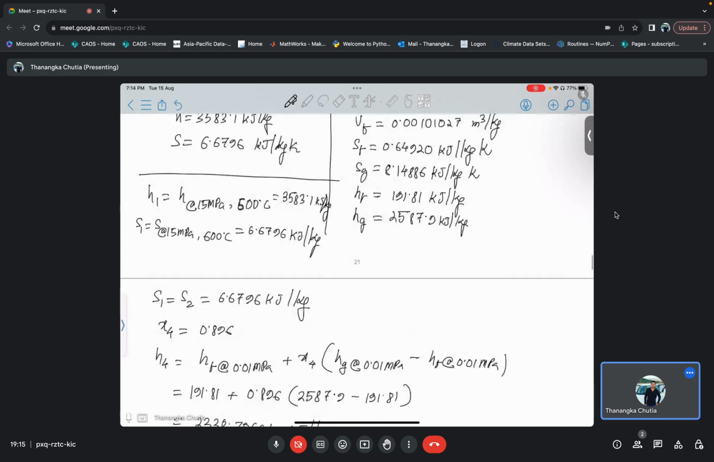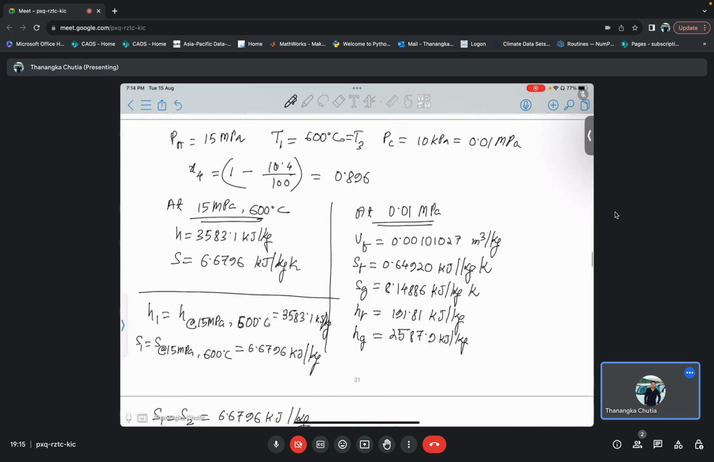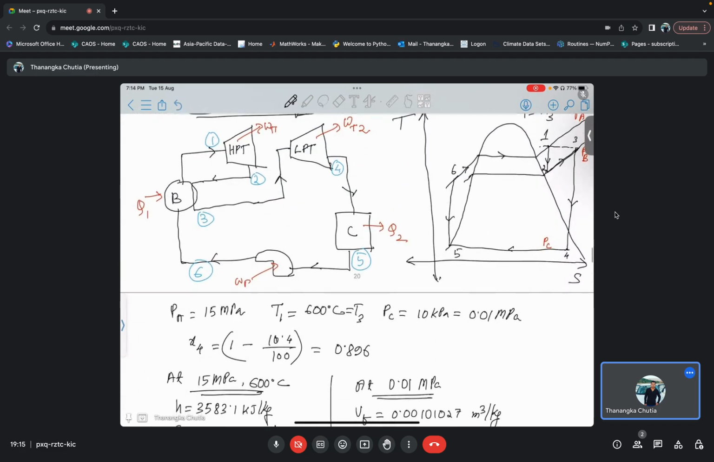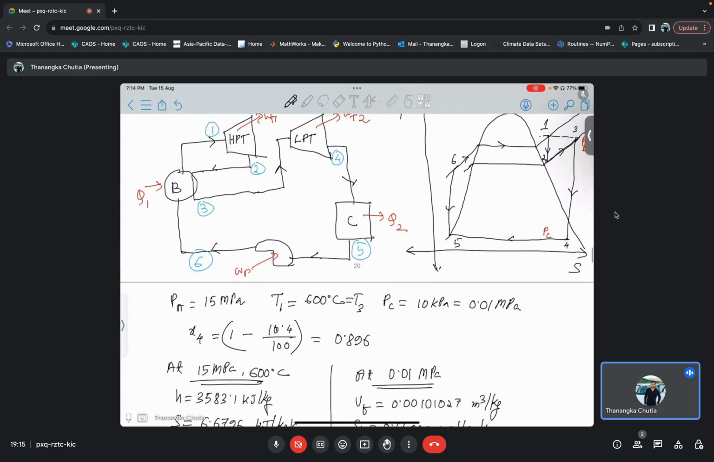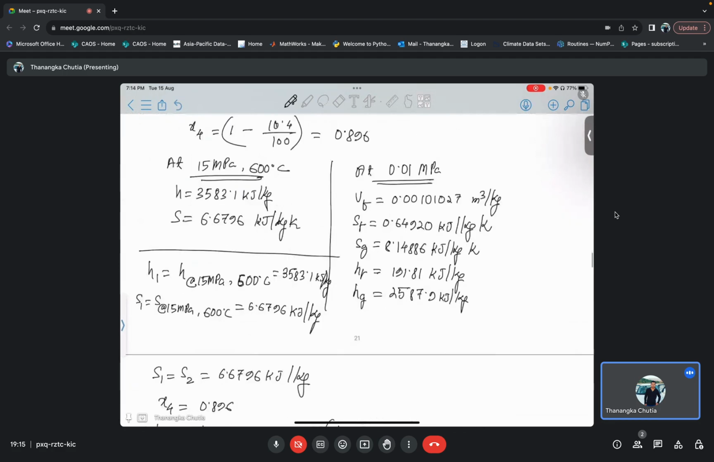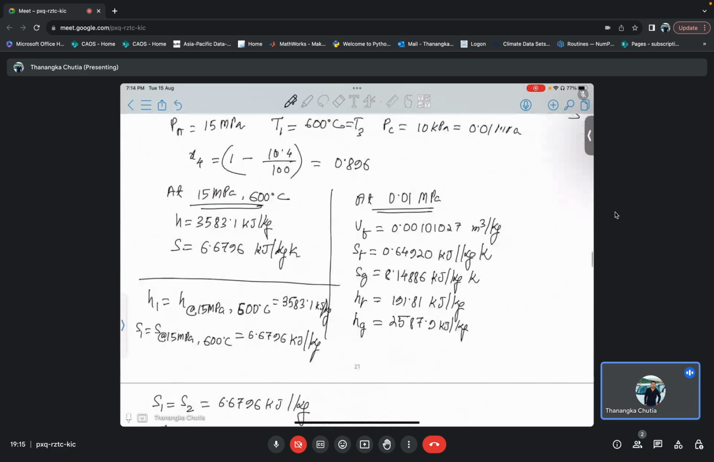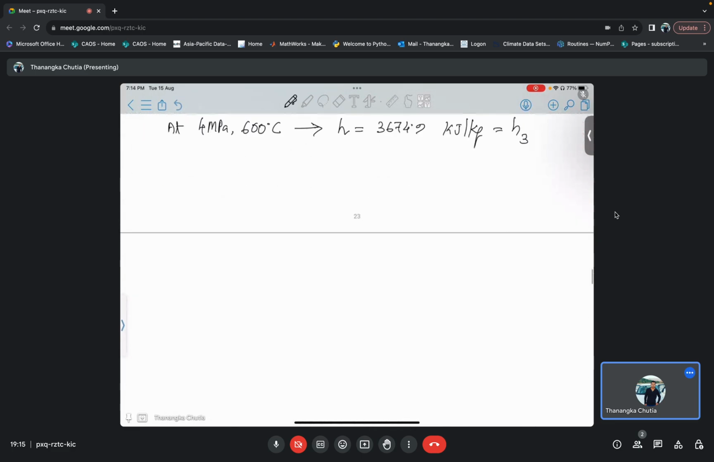So what are the points we have got? H1 we have got. Have we got H2? No, we have not got H2. So how can we calculate H2? First of all, let us check whether we need H2 or not. To find the thermal efficiency of the cycle, eta thermal will be equal to what? 1 minus Q2 by Q1. And what is Q2?